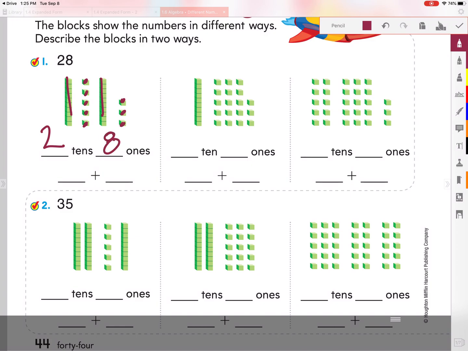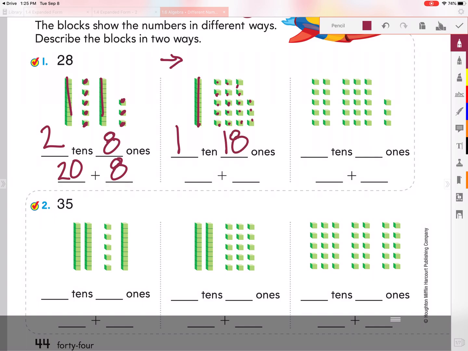What does that mean, class? 2 rods is 20. 8 singles is 8, and that 20 plus 8 makes the number 28. All right, let's go to the next one. What do you count first, class? Yes, you count your rods. So I have 1 rod. Now I'm going to count my ones: 1, 2, 3, 4, 5, 6, 7, 8, 9, 10, 11, 12, 13, 14, 15, 16, 17, 18.